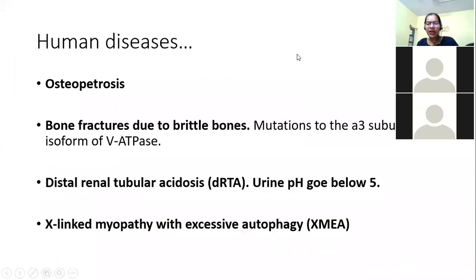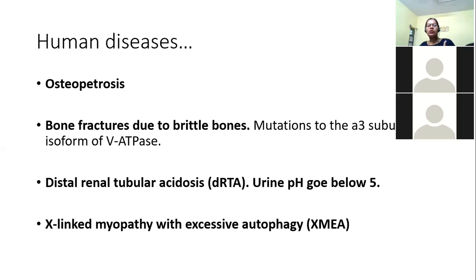Okay, so human diseases. This is one more because one of the questions has come. So just remember this. The human diseases associated with the V class ATPases are osteoporosis. Sorry for the spelling. It is osteoporosis. Bone fractures due to brittle bones. So you get the bone fractures also, and that is the osteoporosis. Okay, bone fractures because it has become brittle, since there is no calcium resorption, right? Remember we studied that it helps in the bone resorption. So osteoporosis happens if there is a mutation.